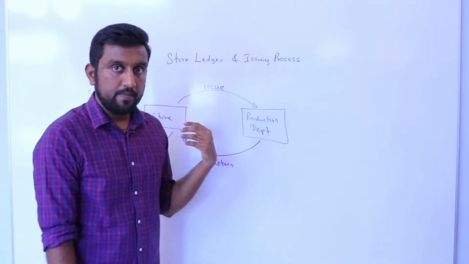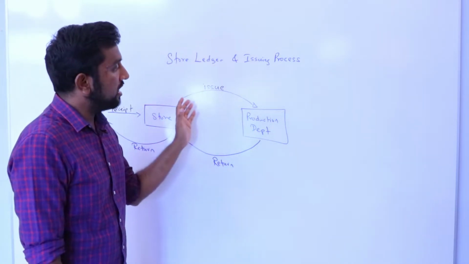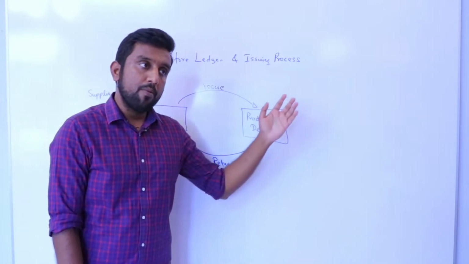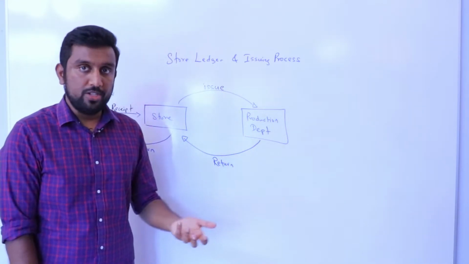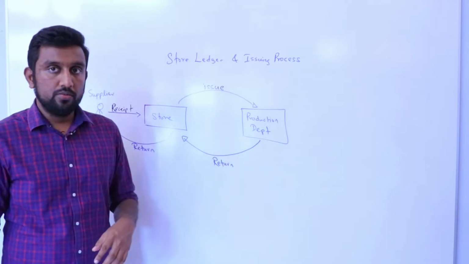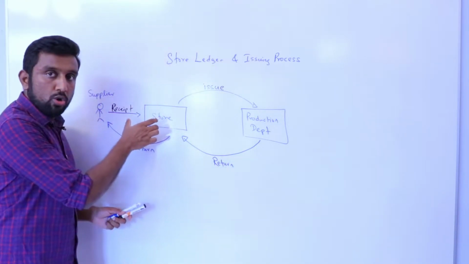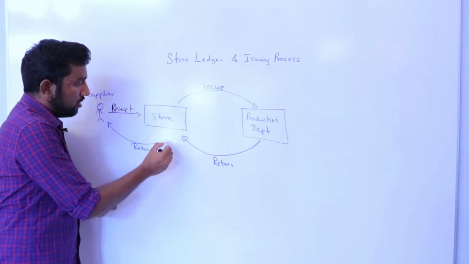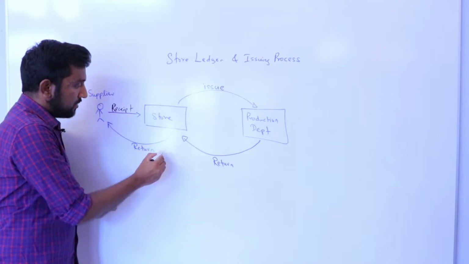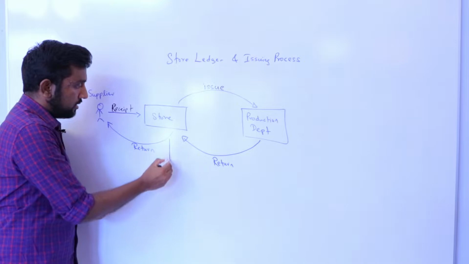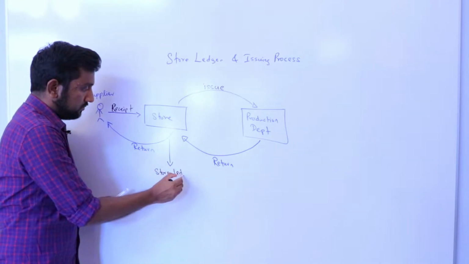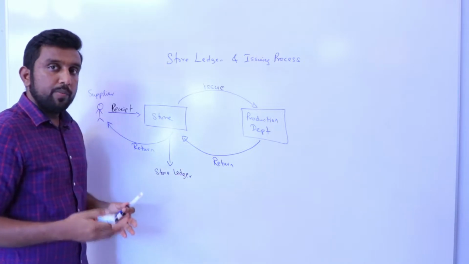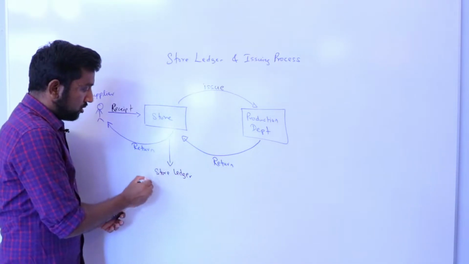So this is the entire process. The store is purchasing and then transferring to the production department. The production department does manufacturing, and if there is any damaged raw material, they will send it back to the store. The store will maintain something called the store ledger. So who is preparing the store ledger? The storekeeper.